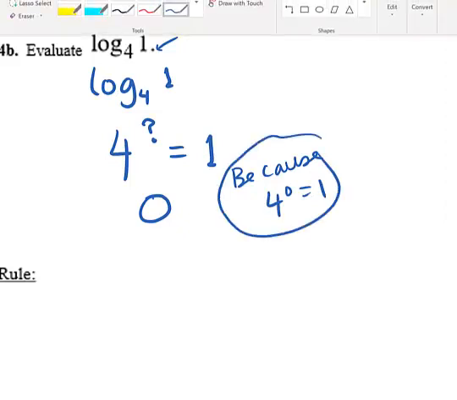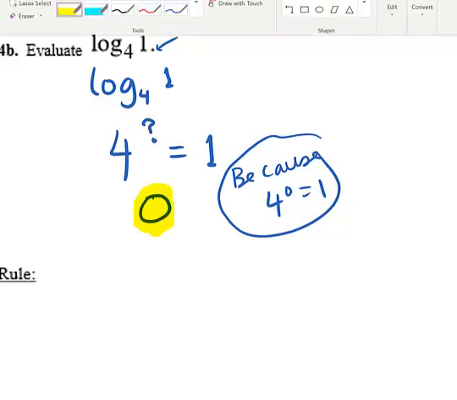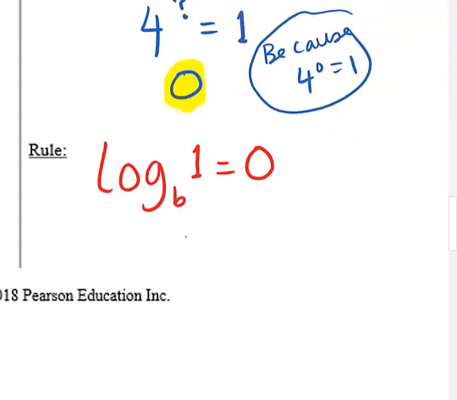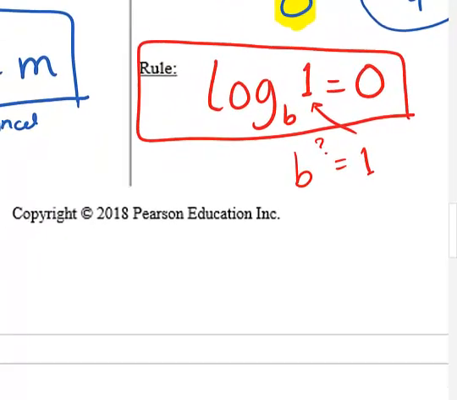And then, kind of like in the previous one we did, the 4 isn't really unique, that base 4 could have been anything. So I can come up with the rule: log base anything b with 1 as an argument is going to be 0. Because this is asking b to what power is 1? Well, b could be anything. You raise it to the 0 power, you're going to get 1. So as long as your argument is 1, the answer is going to be 0 no matter what the base is.